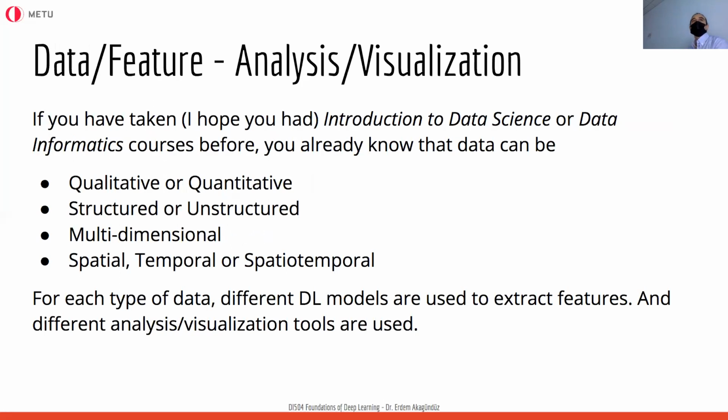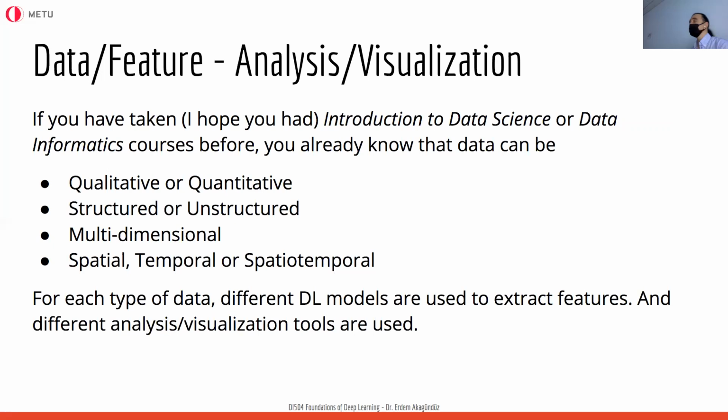Okay, so if you've taken Introduction to Data Science, DI students, I hope you've taken it. If you haven't, it's okay. So you know that data could be qualitative or quantitative. Quantitative data is like numbers, like the values of a pixel. But qualitative data is a bit different. We define things. Structured or unstructured. Multidimensional: 5-dimensional, 6-dimensional. Because if it is multidimensional, the type of features you're going to extract will be different.